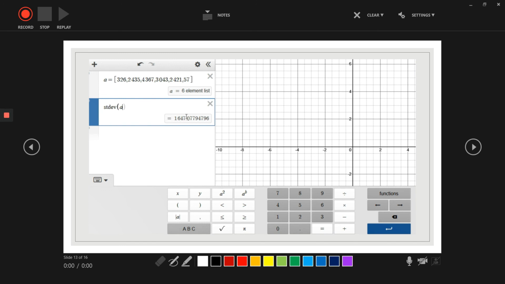So anyway, I found the standard deviation. It's there in functions. There are 2 of them, so make sure you don't use the one that says STDEVP, right? Just use the normal standard deviation. Okay, so our standard deviation is 1,647. Much easier than calculating it by hand.